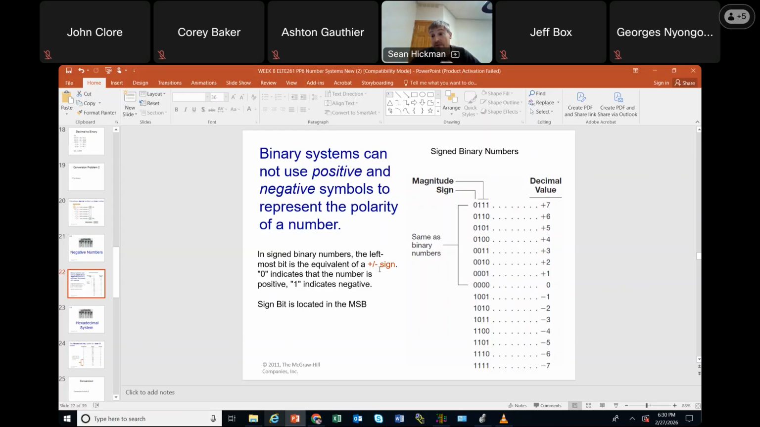So if you get rid of that 1, you lose the biggest number, but at that point you can do plus or minus with a sign bit, okay? Where 1 indicates a negative and 0 indicates a positive.